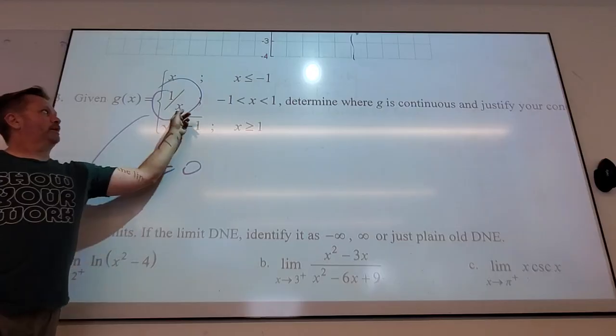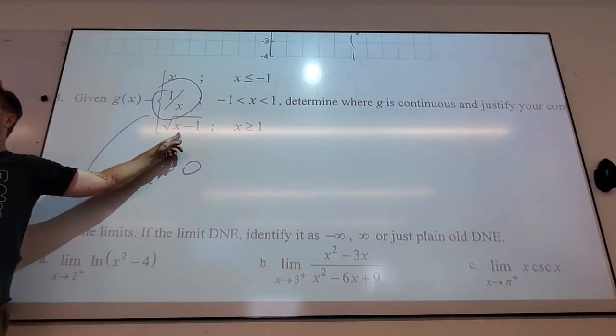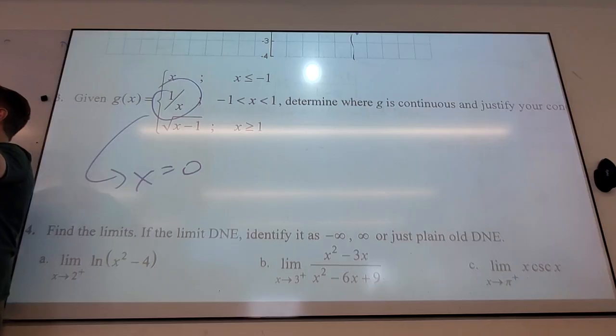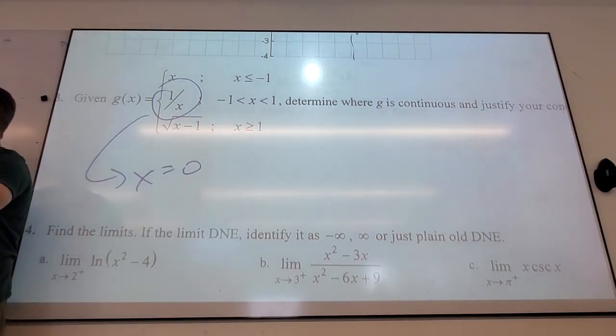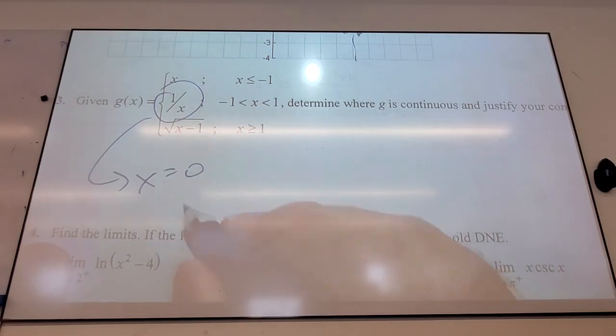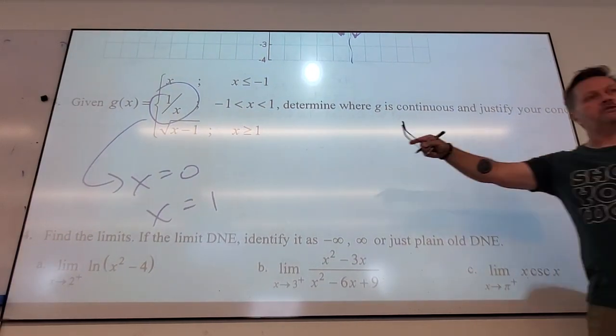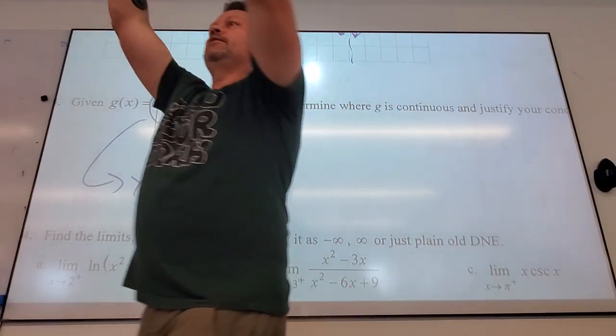Now here's that 1. When I plug a 1 in here, what do I get? 1. When I plug a 1 in here, what do I get? 0. So it's discontinuous at 1. Good. So where's the discontinuities? X equals 0, x equals 1. For two different reasons. 0 because a function had an issue, 1 because they didn't hand off correctly.